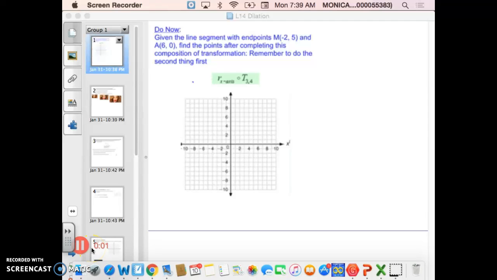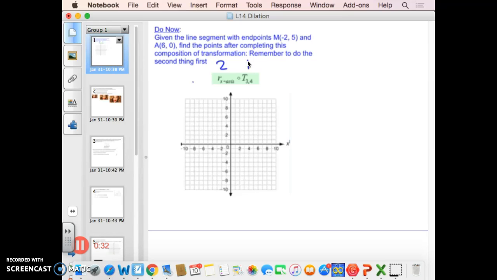All right, so let's go ahead and review what a composition function is. In this case, the first thing we're going to do is translate this line, and the second thing we're going to do is reflect it across the x-axis. Given line segment with endpoints (-2, 5) and (6, 0), find the points after completing this composition of transformations. Remember to do the second thing first.